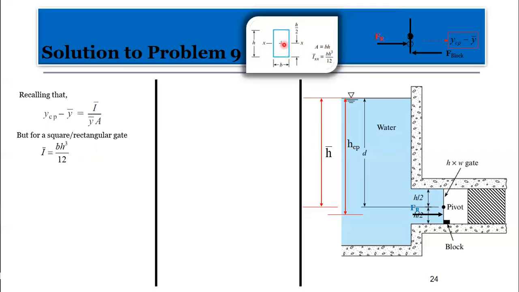Now, look at something here. B, look at the distance here. B is the width, and then H is that. So it's actually the same size, right? So we have 6 times 6 raised to the power 3 all over 12. So this one will give us 108 meters to the power 4.